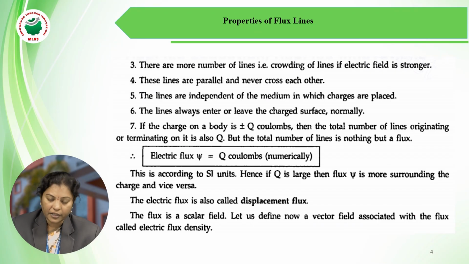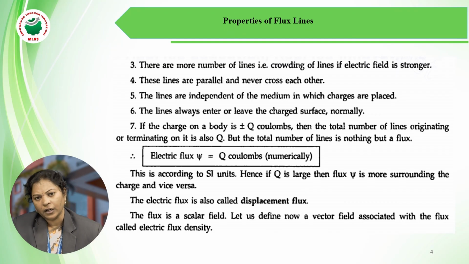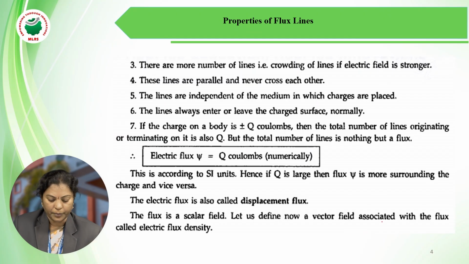Next, these lines are independent of the medium in which the charges are placed. Whether it is air or any other medium, they are independent of the medium. Also, these lines enter or leave the charge surface normally, meaning they start and end there. That is the sixth property. Next, if the charge on a body is Q coulombs, then the total number of lines originating or terminating is also Q.